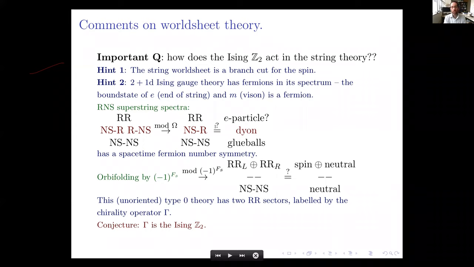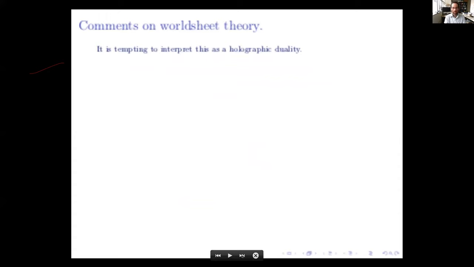So one can try to identify these objects with the spectra of the 3D Ising gauge theory. And this indeed has a space-time fermion number symmetry, which if we orbifold by it to make something more like the 3D Ising model, the fermionic sector goes away and we get two Ramond-Ramond sectors. Those Ramond-Ramond sectors enjoy a chirality symmetry, that is, Ramond ground states are like a representation of a Clifford algebra. In the same way, one can construct some analog of gamma 5, which acts on the left Ramond sector but not this one. And so we can tentatively try to identify this symmetry with the spin symmetry of the Ising model. So this was some attempt to analyze the symmetries.